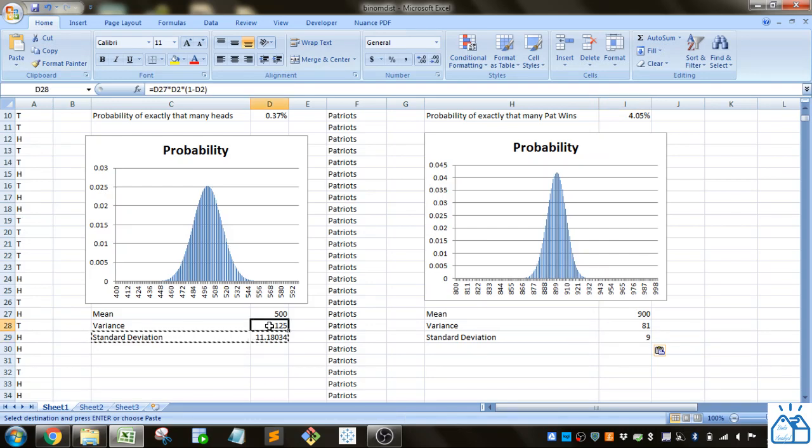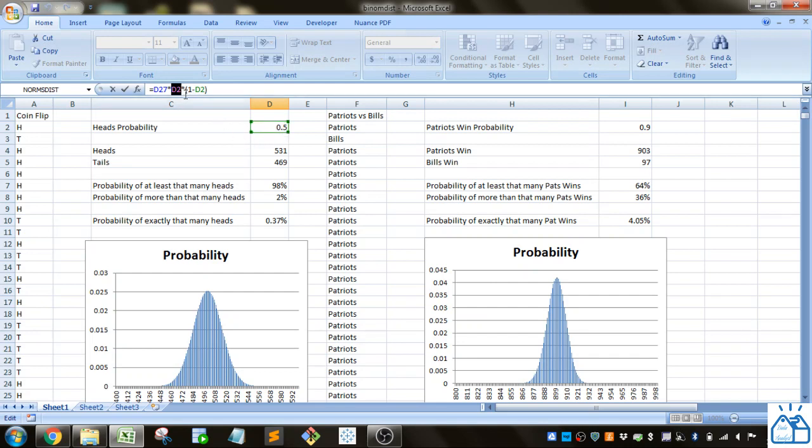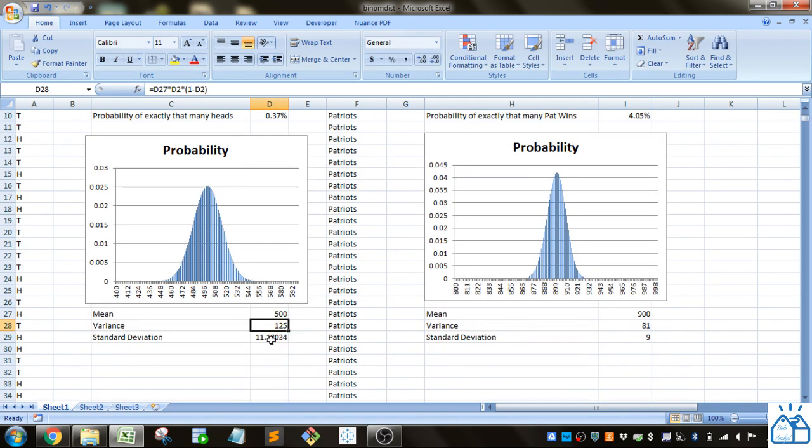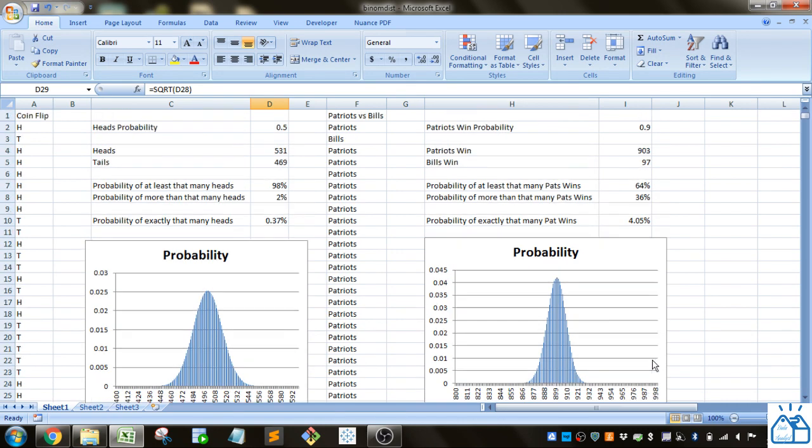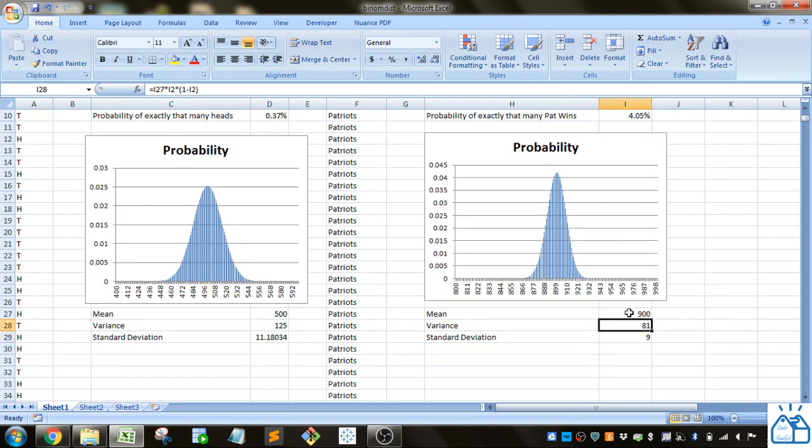And you can calculate the variance by taking the expected number, which is 500, or the mean, times the probability of a heads, so in this case 0.5, times the probability of the other outcome, which is tails, which is 1 minus 0.5, which is 0.5 again. So if you do that, you get 125, and the standard deviation is just the square root of that variance. Whereas if you do it here, you take the mean of 900 times the probability of a Pats win, which is 90%, times the probability of a Bills win, which is 1 minus 0.9, which is 10%. So if you do that, you get 81 for the variance, and you take the square root of that, you get 9.